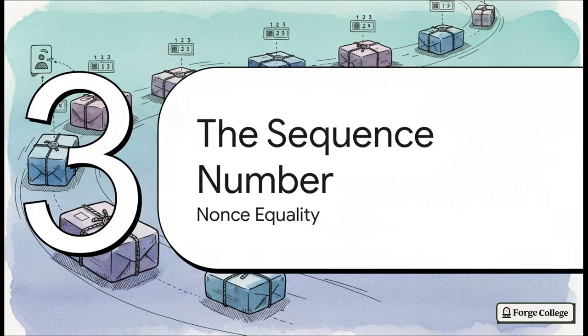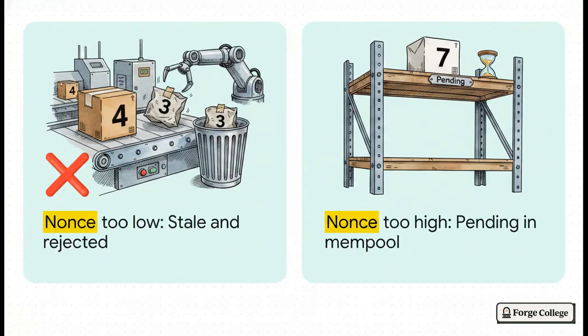Section 3. The sequence number, nonce equality. Okay, so we know exactly who sent the package. Now let's look at how the network handles the order of arrival. In Ethereum, every single package an account sends has a specific order, and this is tracked by a value called the nonce. The sorting facility expects the exact next sequence number from a sender. Say your last package was number 4. Well, the network expects number 5 next.